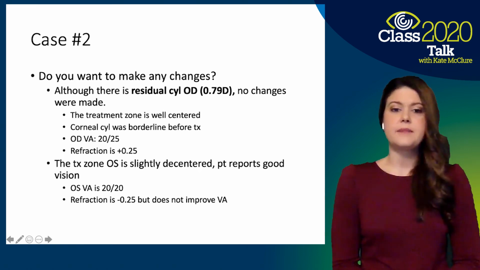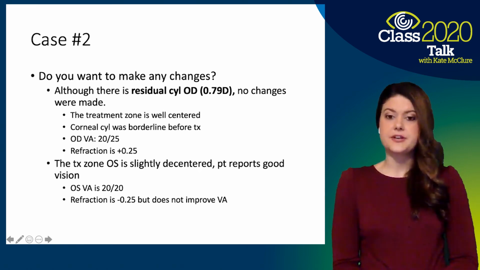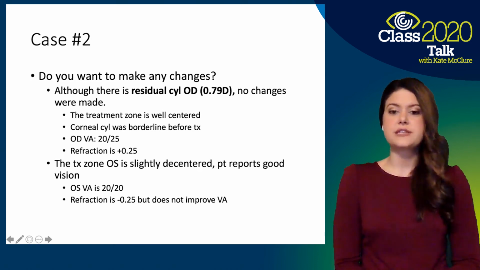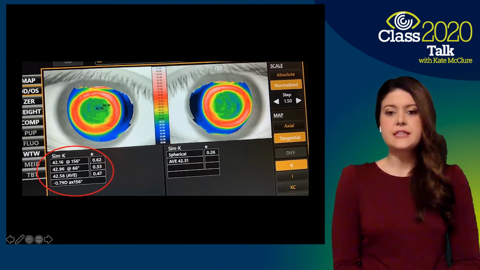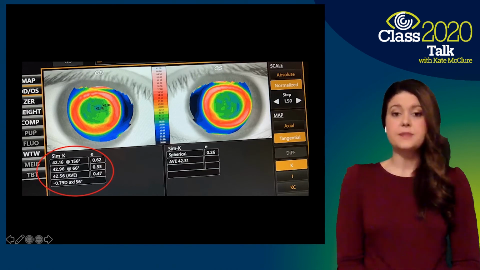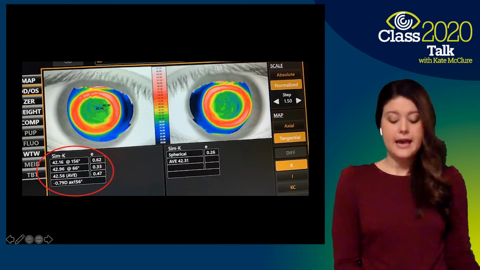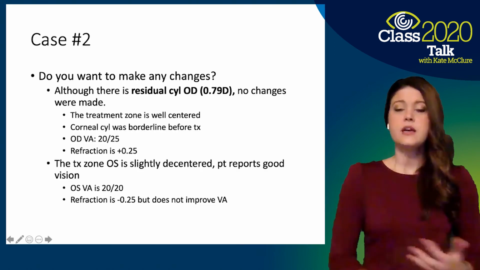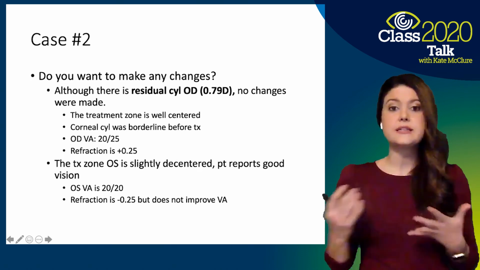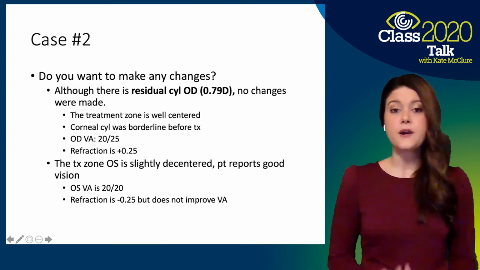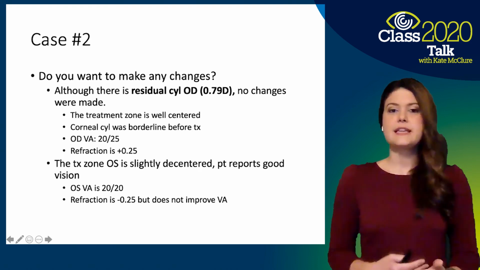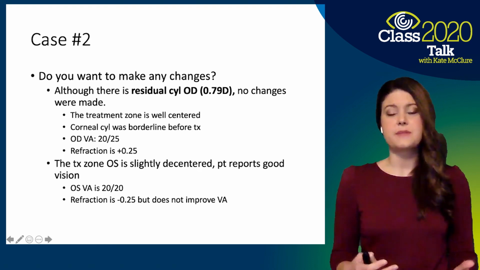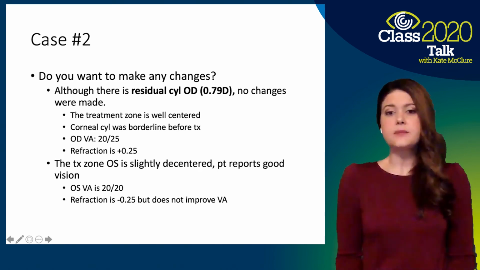Now, in the left eye, the treatment zone is slightly decentered, but the patient has good vision, 20/20, and a minus quarter over refraction doesn't help. So looking at these topographies here, overall, I'm actually pretty happy with this treatment. And looking at our results, I think the patient has good vision. So some of this is balancing, getting this fit, getting the topographies perfect versus getting adequate vision and good centration of the treatment that you're having.